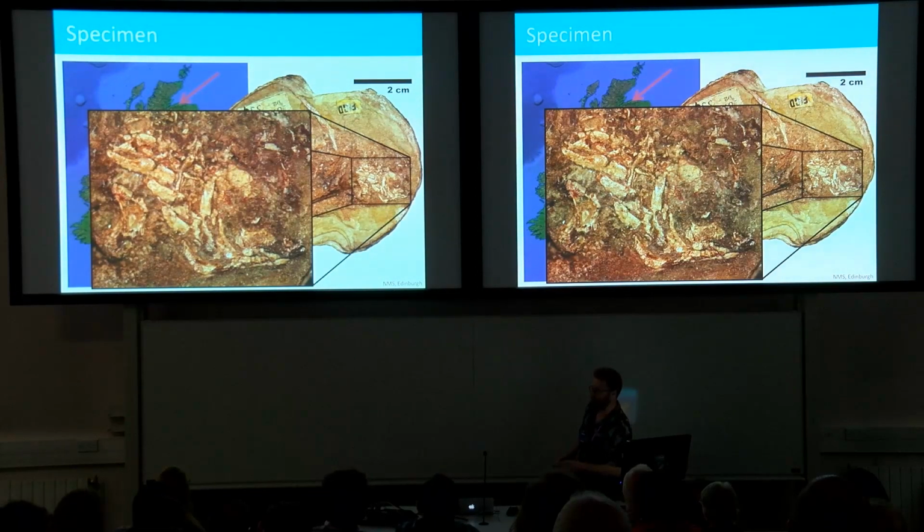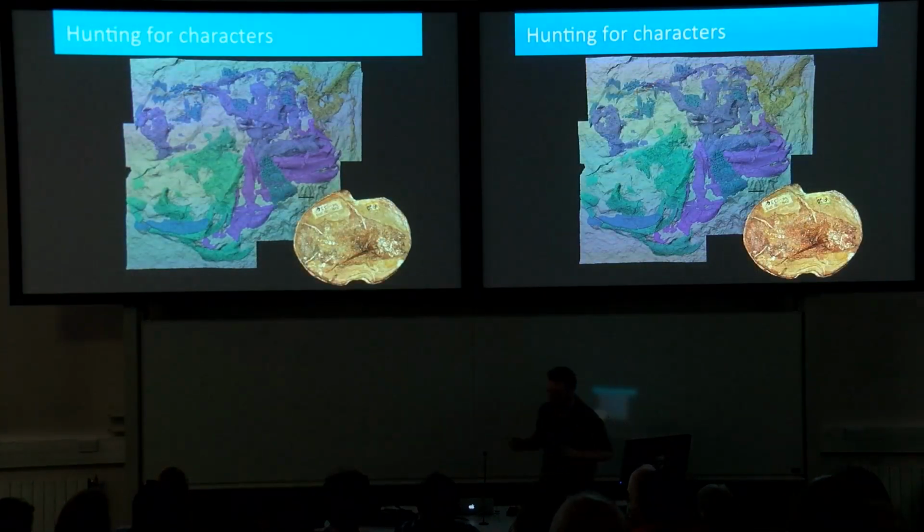So this talk is really about trying to mine what characters we can out of this squashed monstrosity to compare to other things. This is the result of the synchrotron scan overall. It's as if you're looking at it from the inside of the specimen, and as it's so flattened, I put the mould behind it, so this is the mould of the surface in grey.